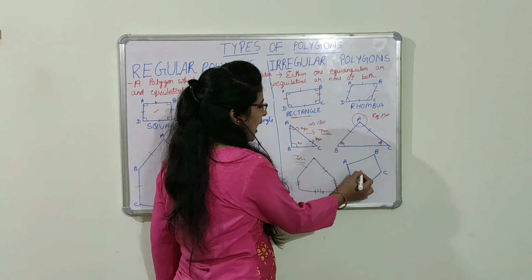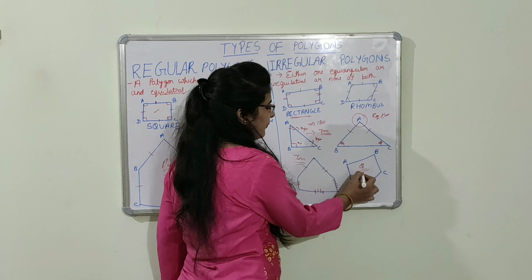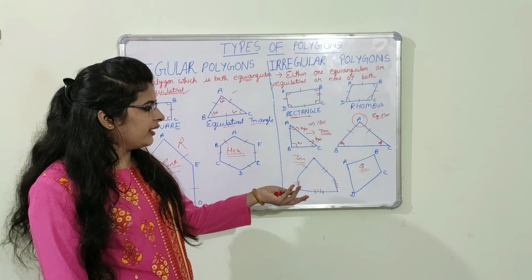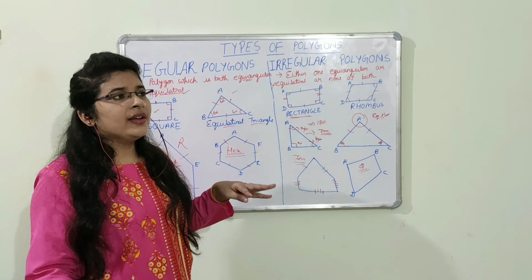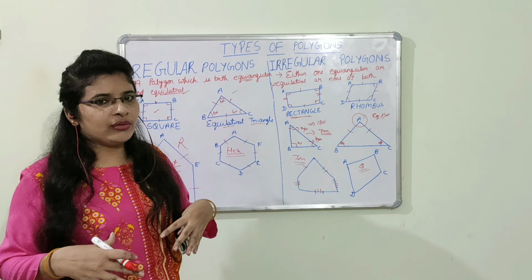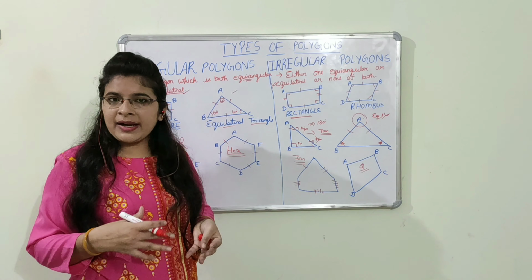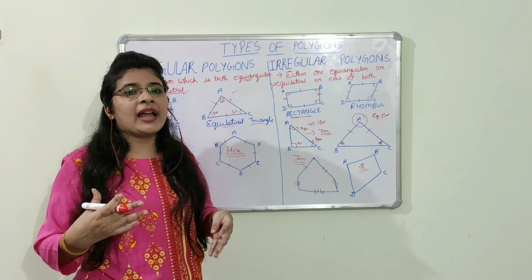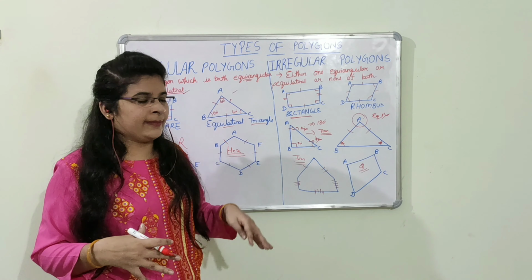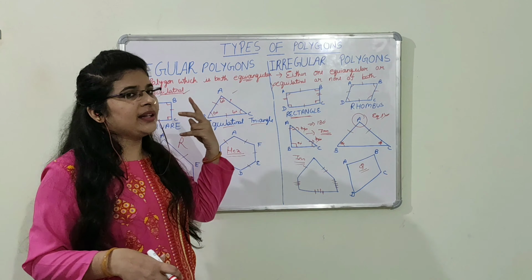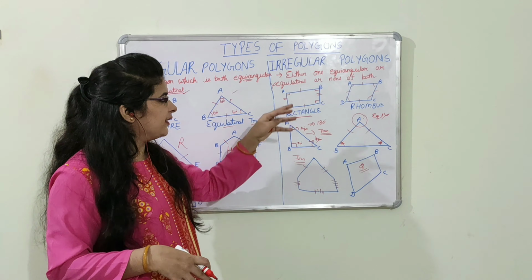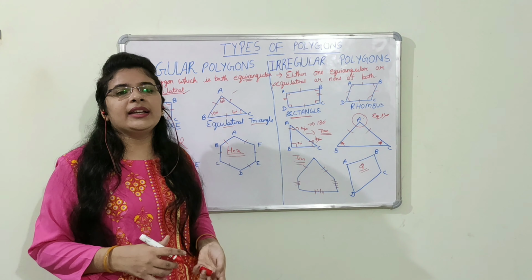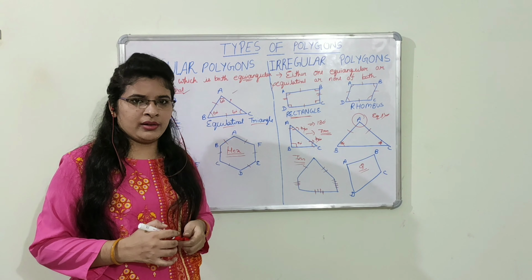And this is a simple quadrilateral. Okay, this is a simple quadrilateral. We cannot say whether a quadrilateral is regular or irregular. It depends on what kind of quadrilateral it is. If it is a square, then it is a regular polygon. If it is a rectangle or rhombus, then it is an irregular polygon. Okay.